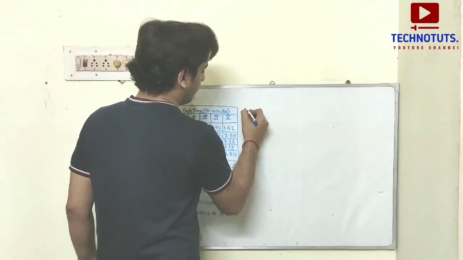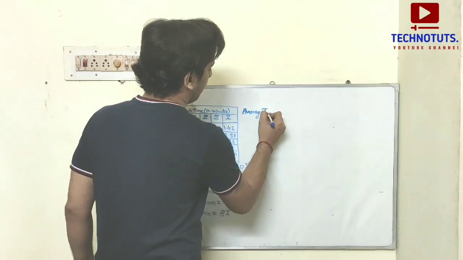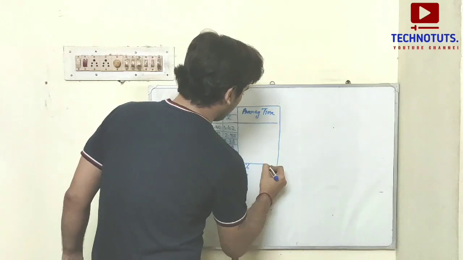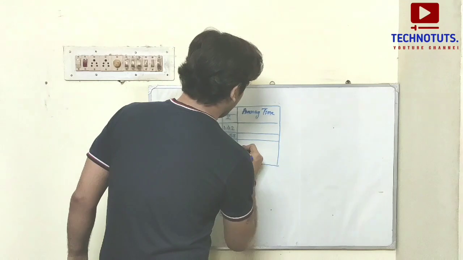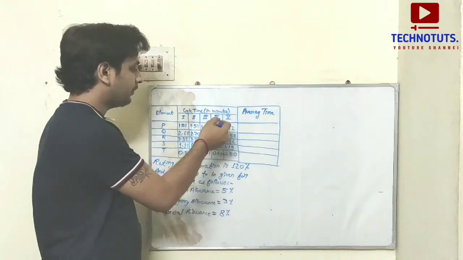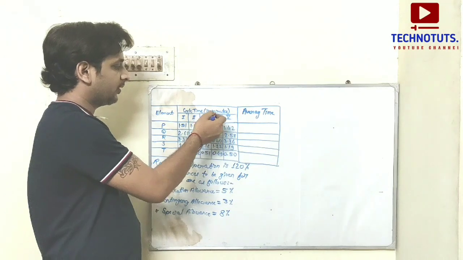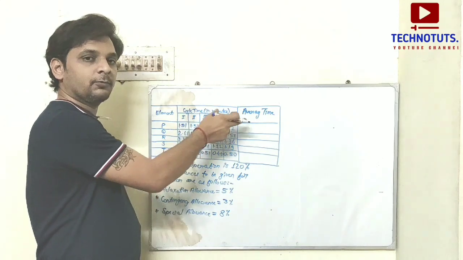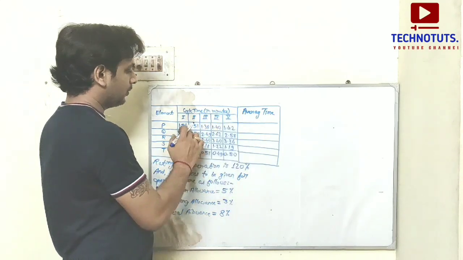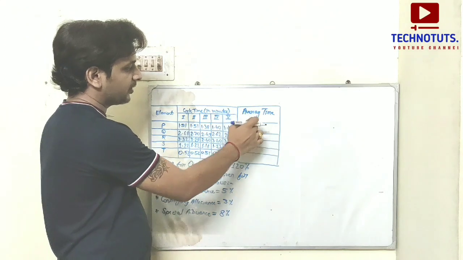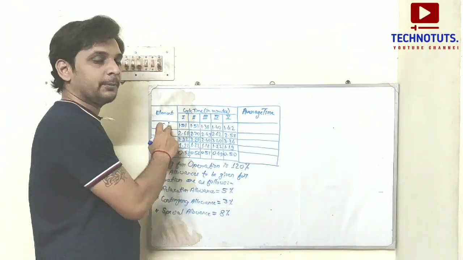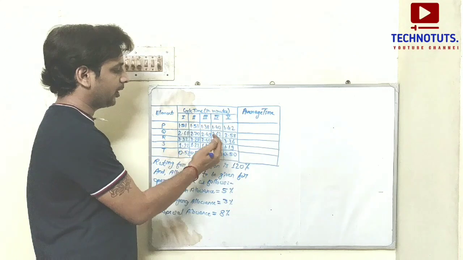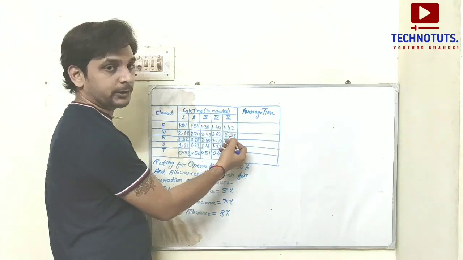So let us calculate the average time for each element. There are 5 cycle times for each element, so the average will be the summation of all 5 divided by 5. The average time of element P will be equal to 1.51 plus 1.51 plus 1.38 plus 1.40 plus 1.42, divided by 5.